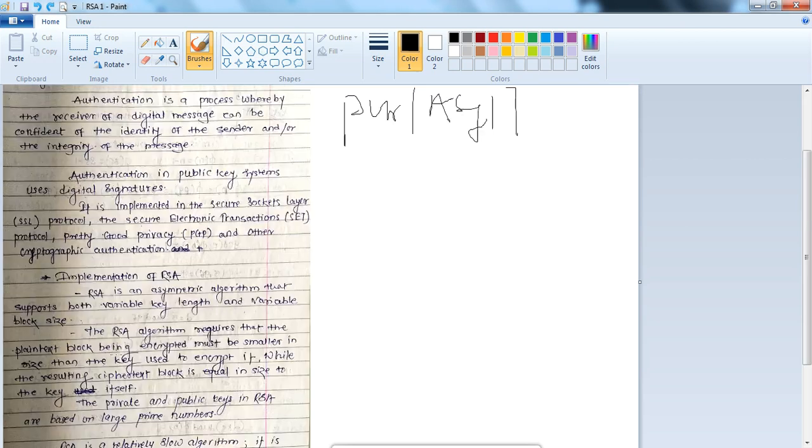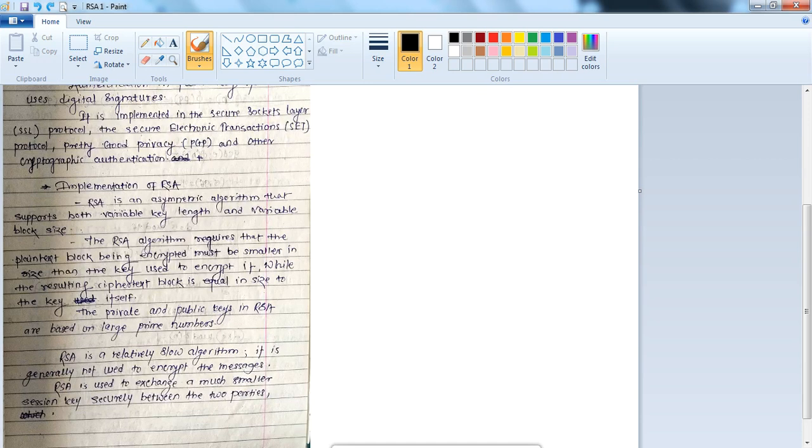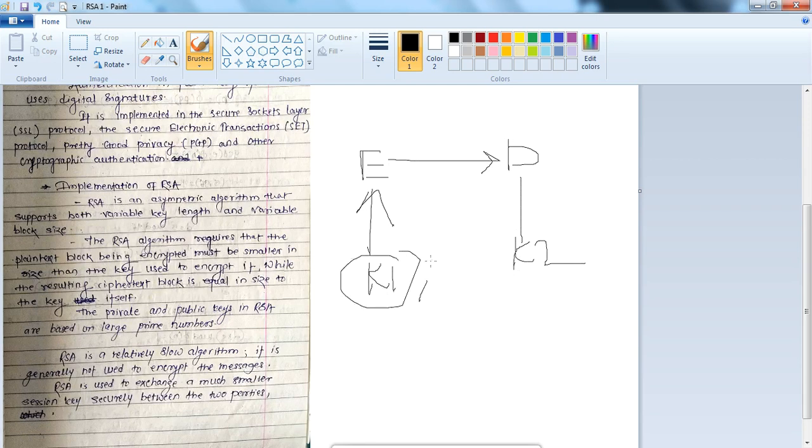Now how exactly does RSA work? RSA is an asymmetric algorithm, meaning for encryption it needs one key, K1, and for decryption it needs another key, K2. That is an asymmetric algorithm, and this is a key pair. K1 and K2 are the key pair of this user, that is user 1 and user 2.